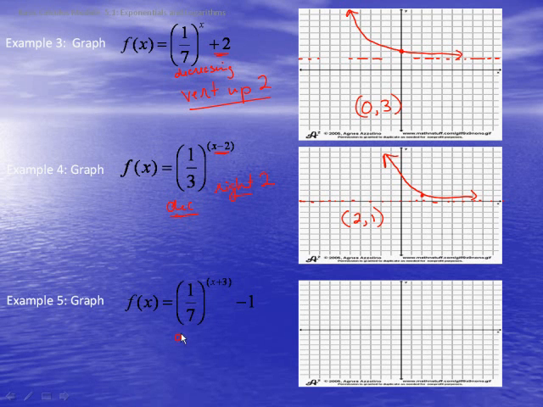In example 5, notice that this one is going to be decreasing again. This time we're going to have a shift to the left 3, and we're going to have a vertical shift because it's on the outside, and that's going to be down 1. So it's decreasing, left 3, down 1. The point used to be 0, 1, but now we're going to go down 1 and left 3, so my point should be right about here. Notice that my horizontal asymptote is going to be here, because it's moved down 1, and it's going to decrease, so it should come just like this.